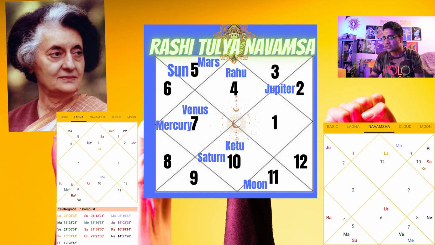So all I did was pick the planets with their placement in the D9 chart, and start placing them in the Lagna chart. So as you can see now, what we have to study is how the planets of her bhagya, of her fortune, have supported her and influenced her in her life.